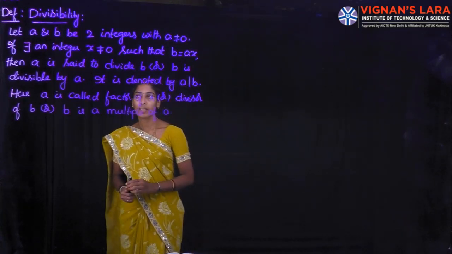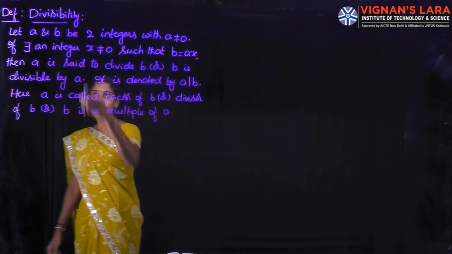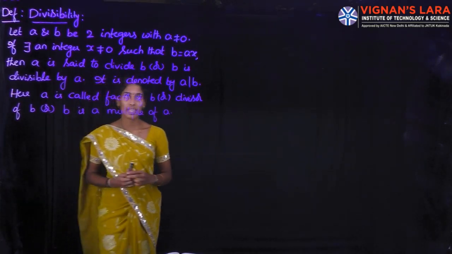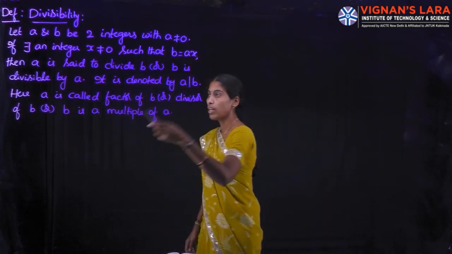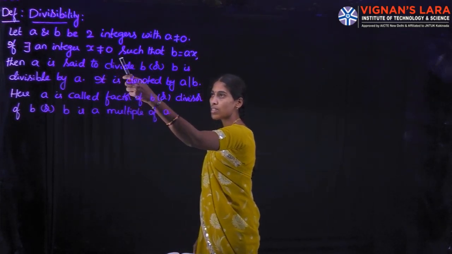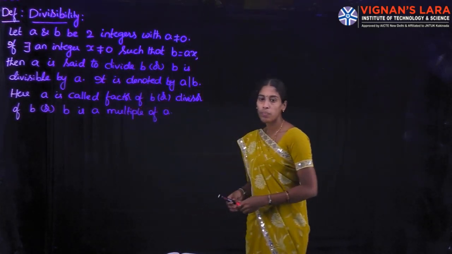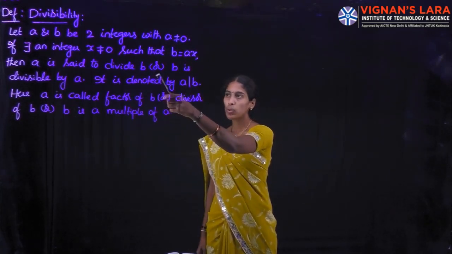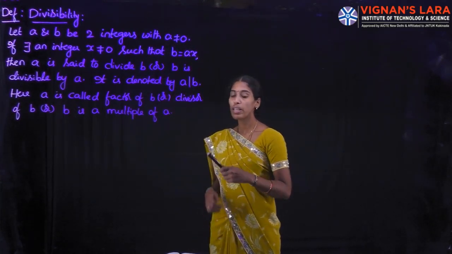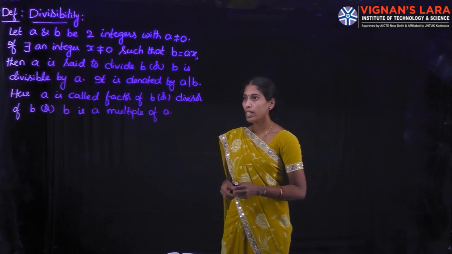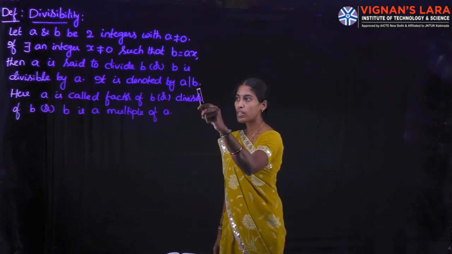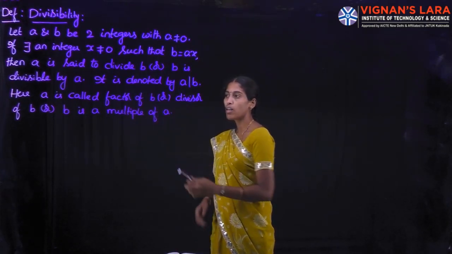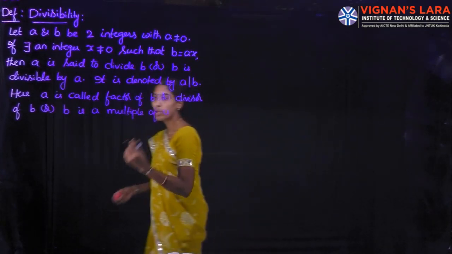Next, the definition of divisibility. Let a and b be two integers with a not equal to 0. That means a is a non-zero integer. If there exists an integer x not equal to 0 such that b is equal to ax, then a is said to divide b, or b is divisible by a. It is denoted by a divides b. Here a is called a factor of b or divisor of b, or b is a multiple of a.